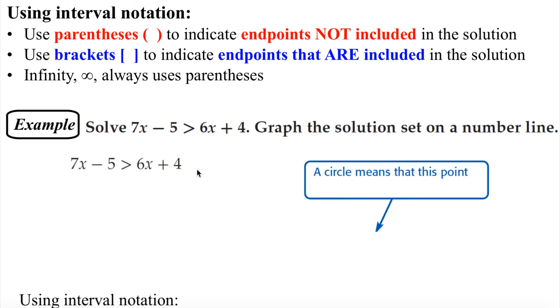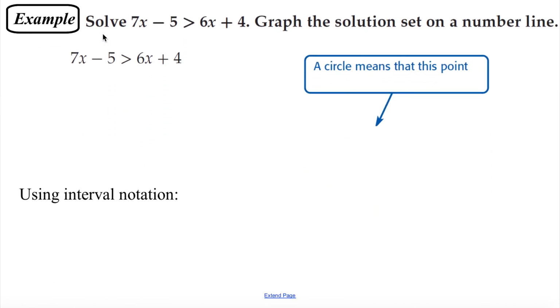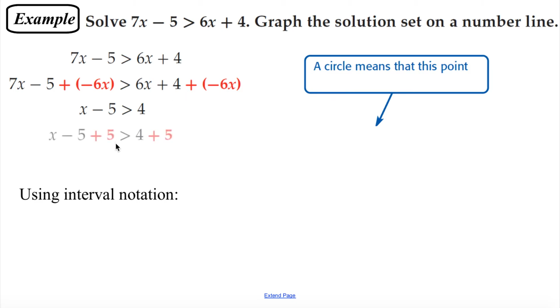Let's jump into an example and see what this looks like in action. This one says solve 7x minus 5 is greater than 6x plus 4, and then we're going to graph the solution on a number line. We solve it just like we do any other equation. I'm going to add -6x, which is the same as subtracting 6x. So we'll end up with x minus 5 is greater than 4. And then we're going to add 5 to both sides, giving us x is greater than 9.